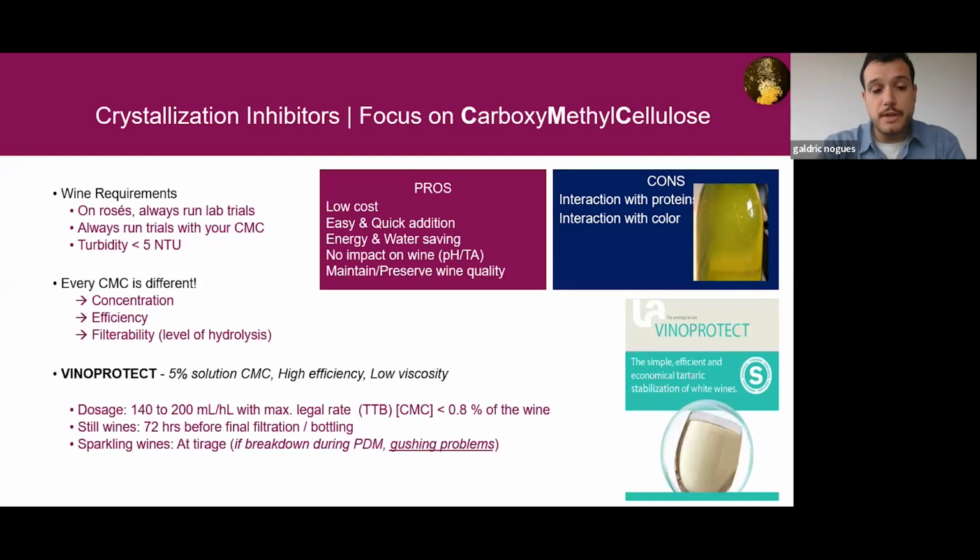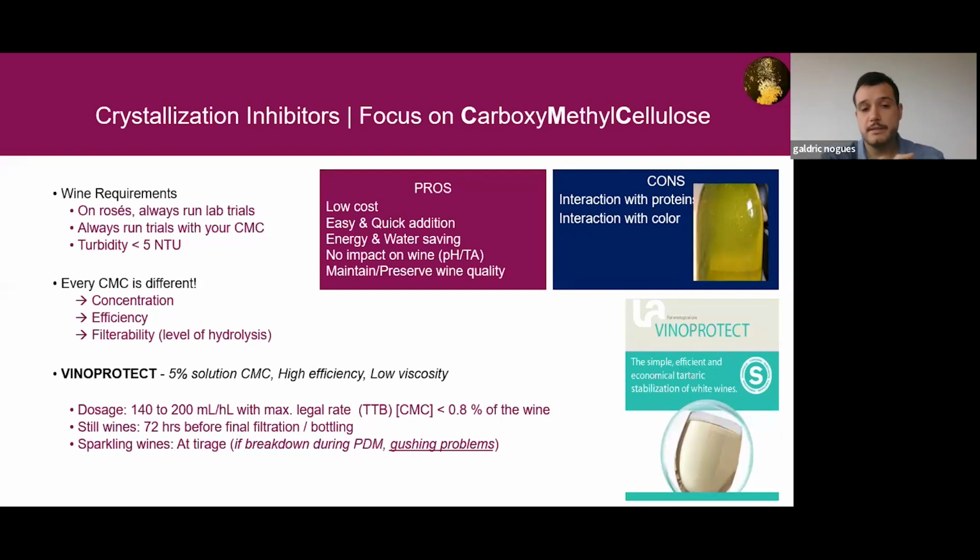The rate we usually recommend is about 140 to 200 milliliters per hectoliter, with a maximum legal rate by the OIV, which is about 0.8% content of CMC in the wine. We also recommend on still wine to add it a little bit early, about 72 hours before final filtration, to make sure the CMC is well dissolved and well used in the wine.